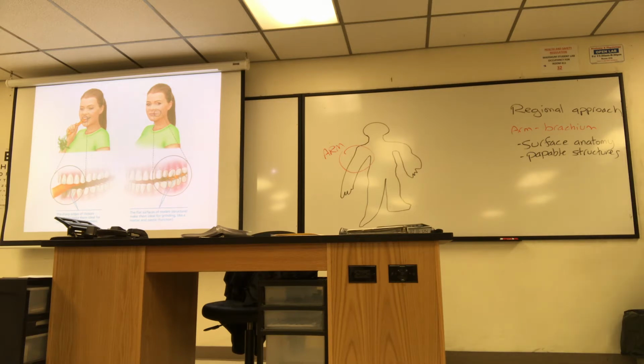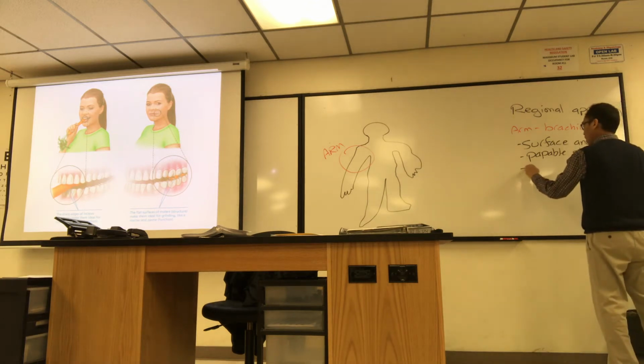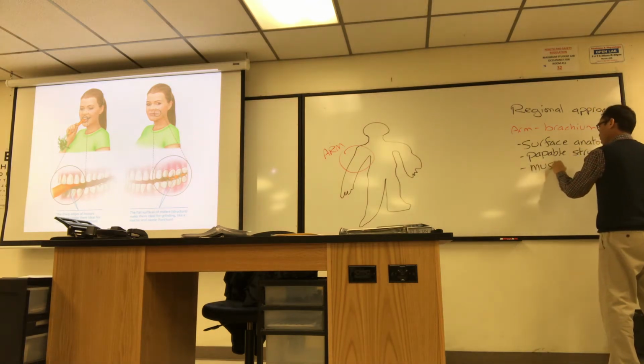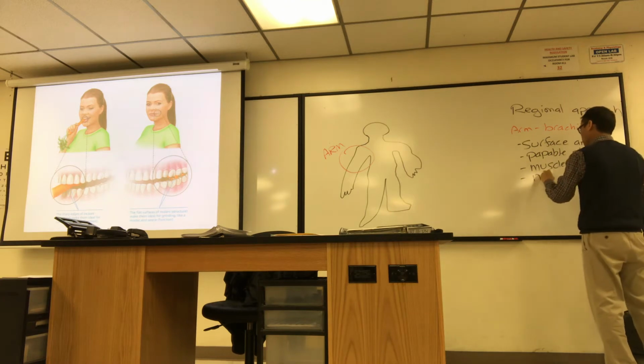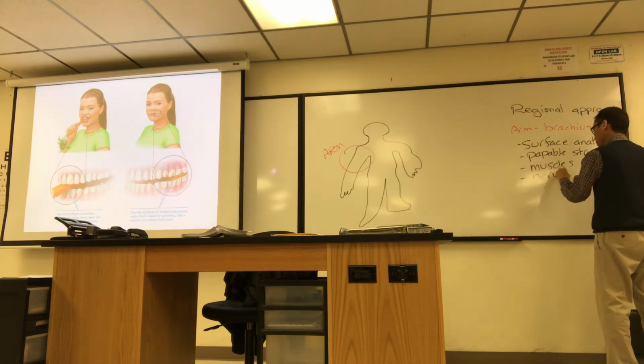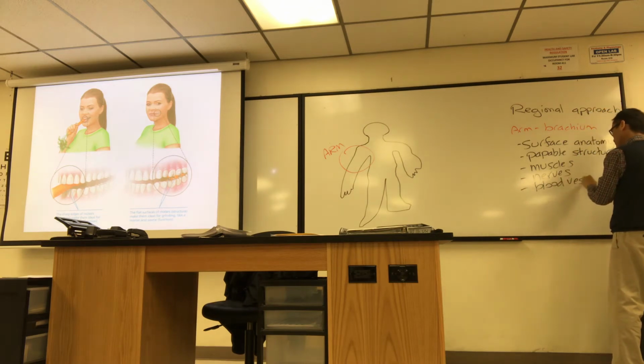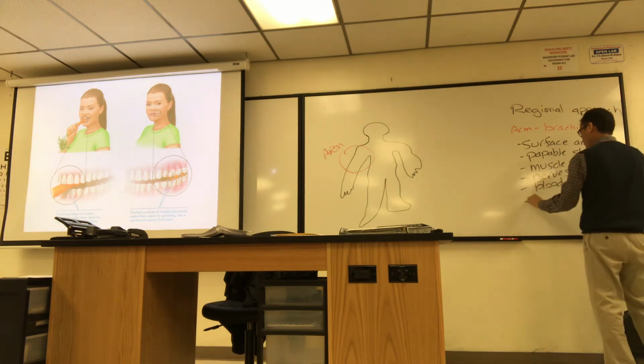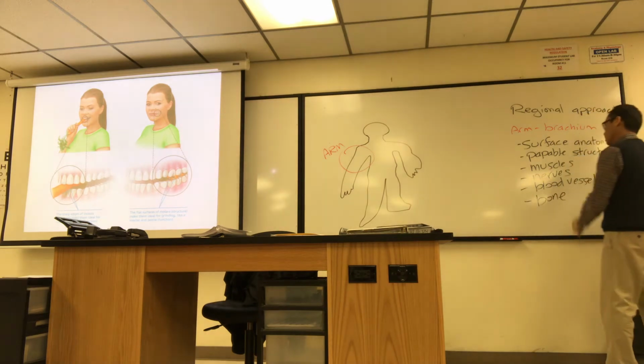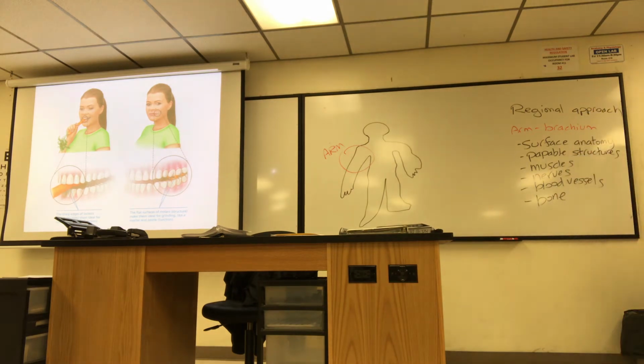But then you dissect. You remove the skin, remove the superficial fascia, and you study the muscles of the arm. You study the nerves that innervate the muscles. You study the blood vessels. You study the bone of the arm. There's only one, it's the humerus. You study everything in that region. Then you go to the next region, and the next region, the head, the neck, the thigh, the gluteal region, and you study everything in that region.